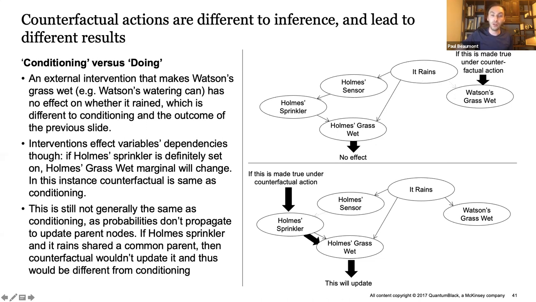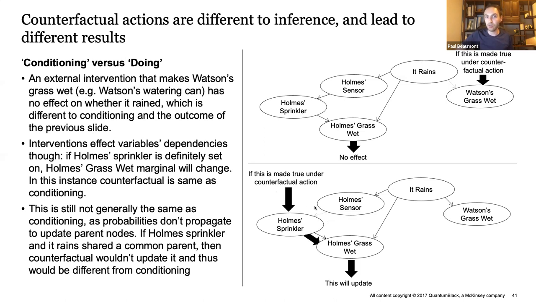So you can see there's a distinct difference between this and the previous slide. If we were to do something here, these nodes don't care. There's no effect whatsoever on whether Holmes's grass is wet or not. It can have an effect though. This is why I use it in my day-to-day job, and this is how people use Bayesian networks in the real world. Imagine we manually turned Holmes's sprinkler on. It tells us nothing about the sensor, nothing about the rain, and nothing about Watson's grass. But it does propagate the information downwards. It's called mutilating the graph.